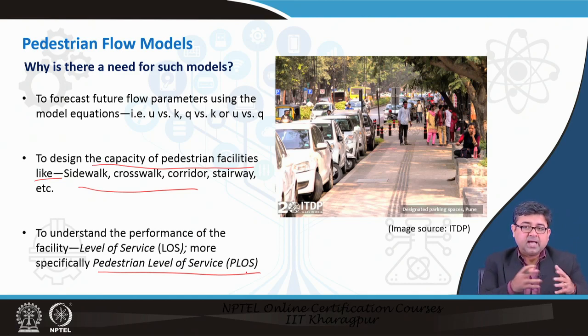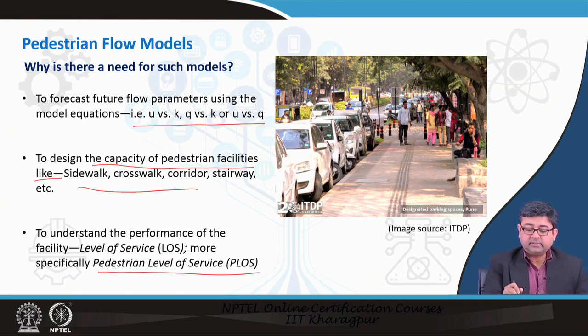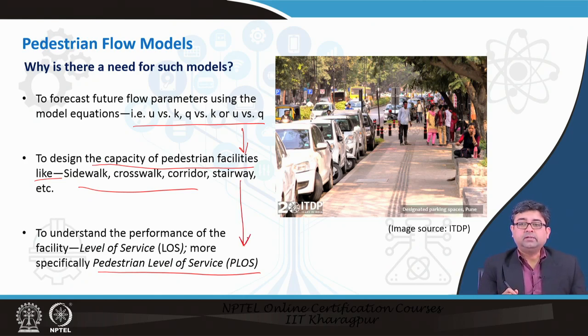So, if you do not design it accurately, then your level of service, which is an indication of how well the pedestrian facilities are serving the users, will be affected. So, the basis for everything is to know this relationship between the flow parameters, which in turn tells you what capacity you should construct your pedestrian facilities for, which in turn affects the level of service being provided by the pedestrian facilities.